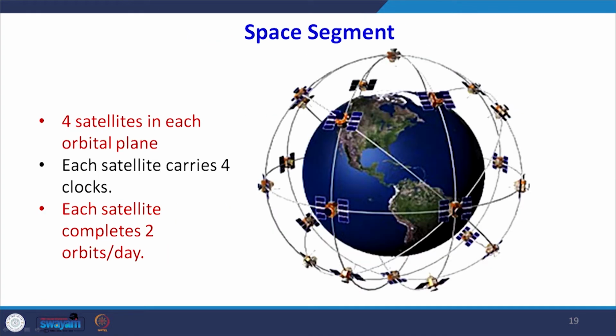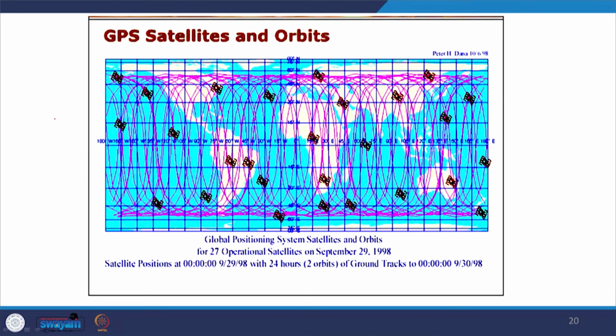As you can see in this diagram, in the center is the earth, and around the globe, the satellites are moving in different orbits at different orientations. So, there are 4 satellites in each of these orbital planes that you see, and each of the satellites, as I mentioned, carries 4 atomic clocks, very highly accurate clocks fitted. This is the complete path of the satellites and the orbit.